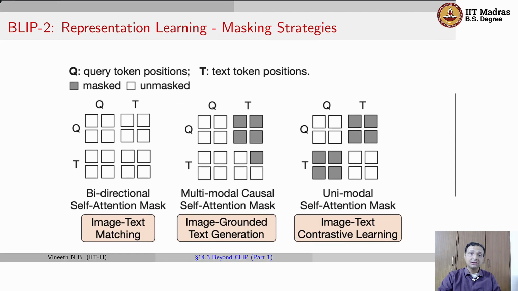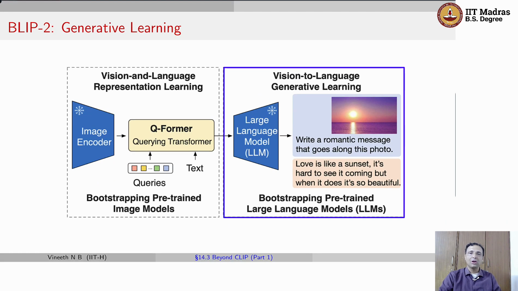Now finally, the third mode of attention they use is called the unimodal self-attention mask, which is straightforward. This is used for their image text contrastive learning, where you can clearly see that the image tokens can only see the image tokens and the text tokens can only see the text tokens, which is why it's called a unimodal self-attention mask. So that's what comprises the overall BLIP-2 framework for the vision and language representation learning.